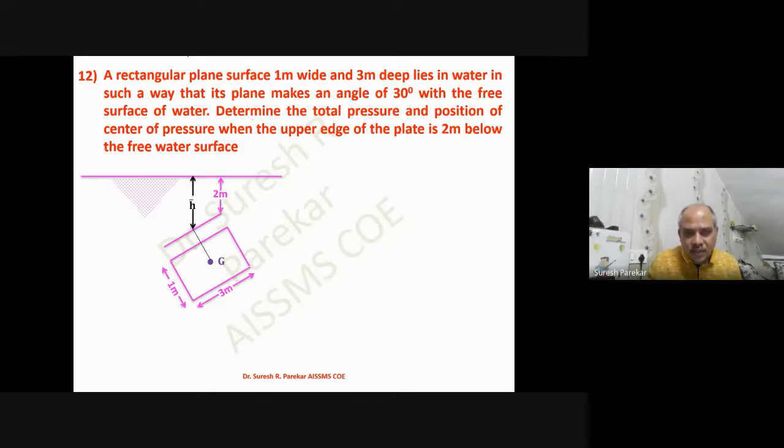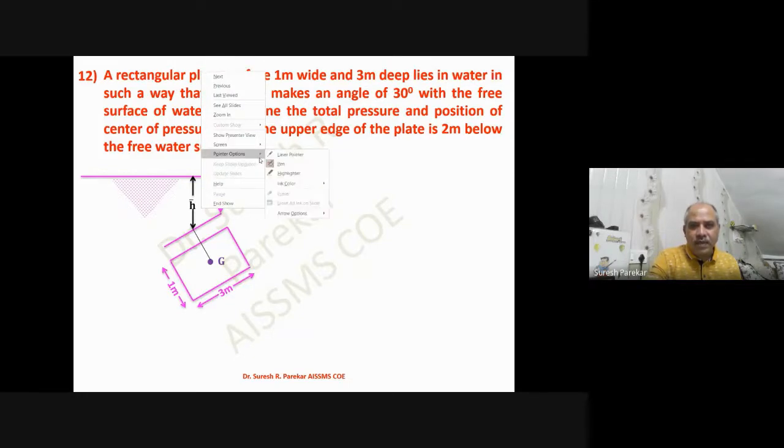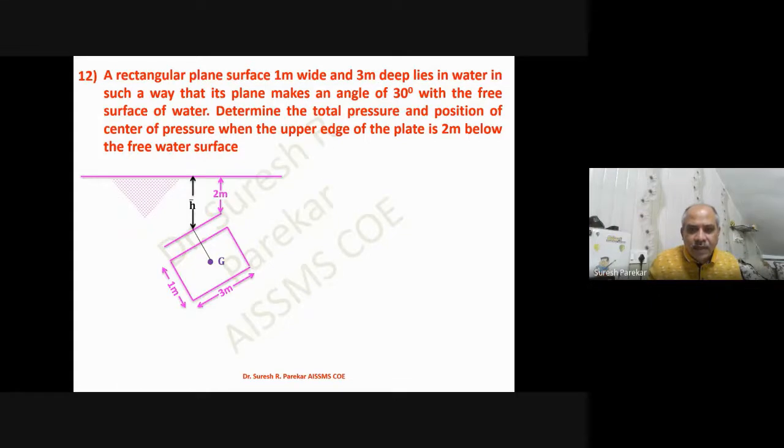So now you can see this. If we plot the diagram, we will use a different color. We are interested to find this value. So we have this as 1.5 meter because of the centroid, and this angle is 30 degrees, as given. So we have 2 meter plus 1.5 sine 30, and that will give me the value of h bar.